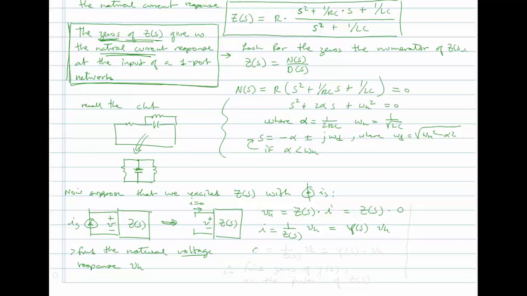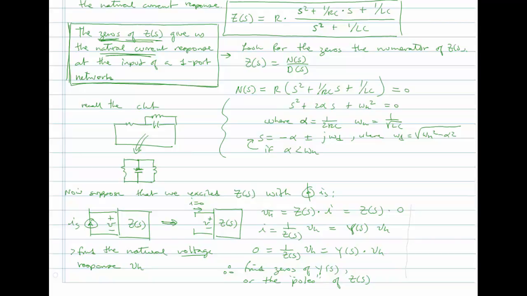So we have 0 current, right? By definition, because we're turning off the current source, that is equal to 1 over Z times V, or equal to Y times V. So therefore, we have to find the zeros of Y of S, or equivalently, we can say the poles of Z of S. In other words, when Z of S blows up to infinity.